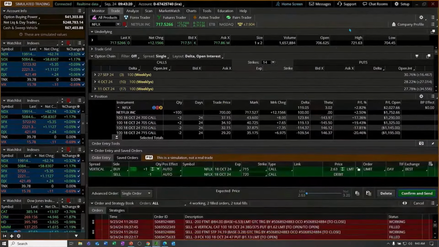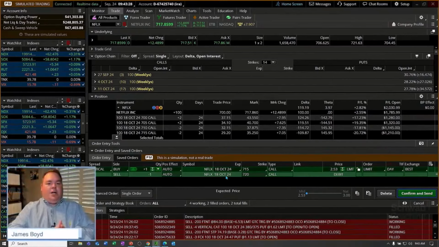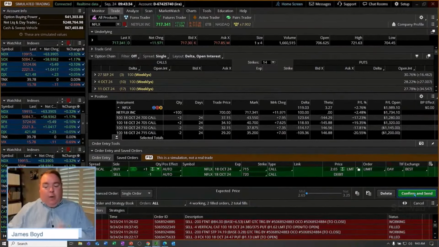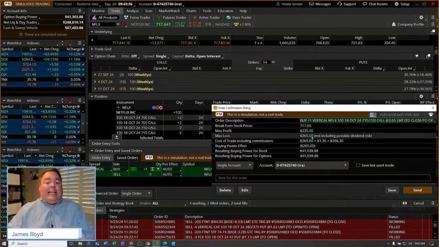Now, if we did a long call vertical, what are we really thinking? I'm thinking there's a greater chance we could be above a higher break-even, and we want to have a higher potential gain. If we did a short put vertical, it would be a lower break-even. We talked about that comparison.